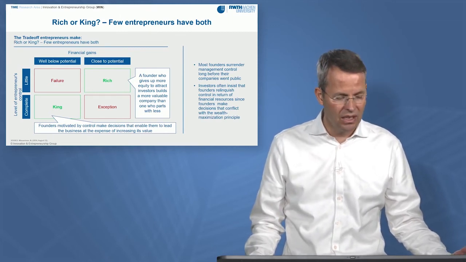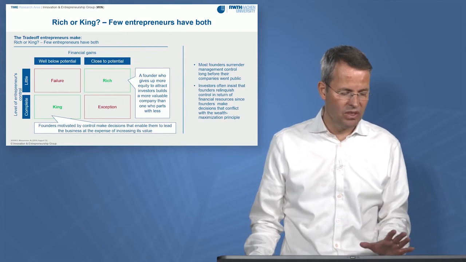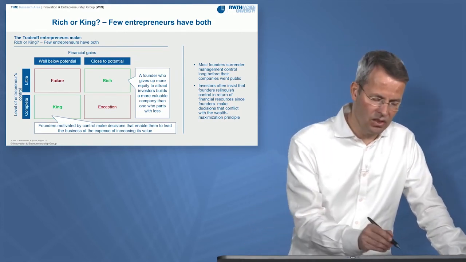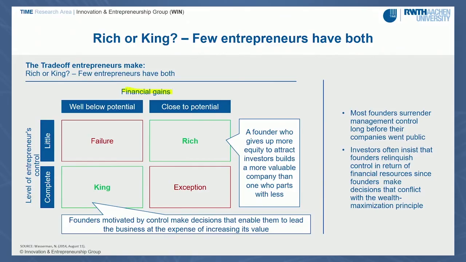Few entrepreneurs really have both. So what does Rich and King mean? The trade-off the entrepreneurs have to make in general: financial gains versus level of entrepreneurs' control. And also from my experience, and the experience of many entrepreneurs and capitalists, you can realize financial gains close to potential, higher than your potential, or well below potential. You can remain in control a little or very much.